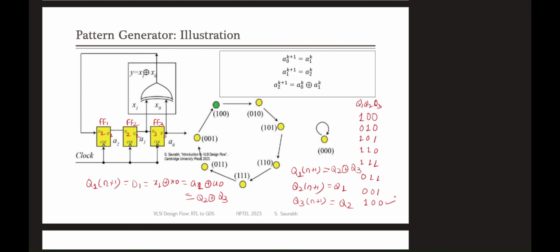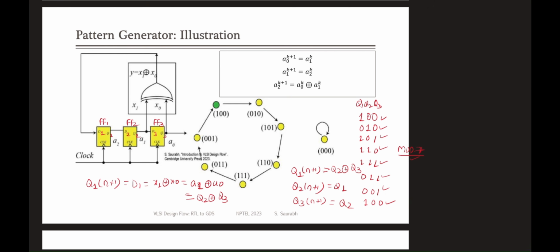So this pattern, this sequence, has now occurred again. So how many sequences are there? 1, 2, 3, 4, 5, 6, 7. 7 unique sequences, and after that the pattern is repeating. So it is kind of a mod 7 counter, we can say, not a synchronous up or down counter. It is a counter which has 7 unique states, and after that it repeats its states again. So that's why I'm calling it mod 7.